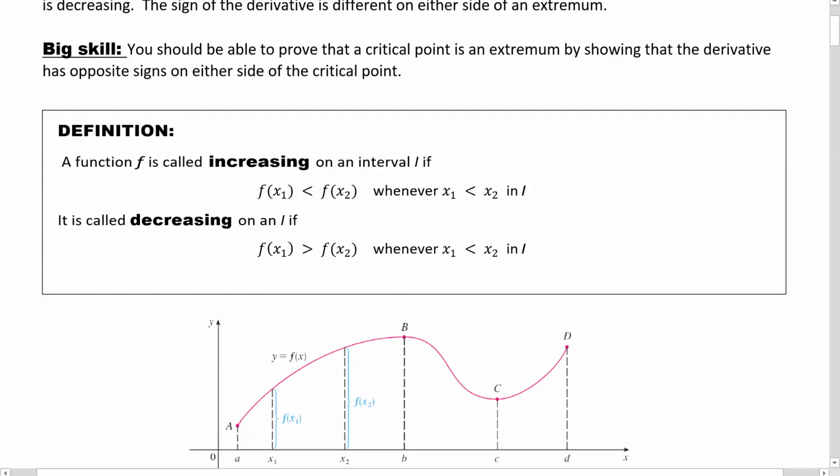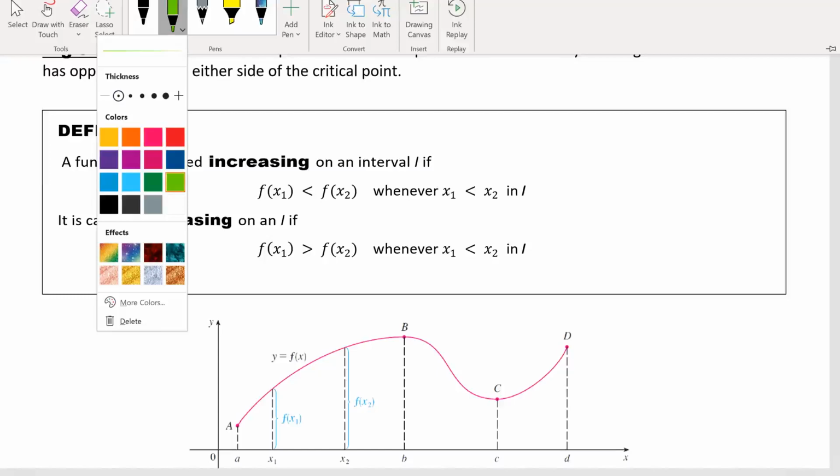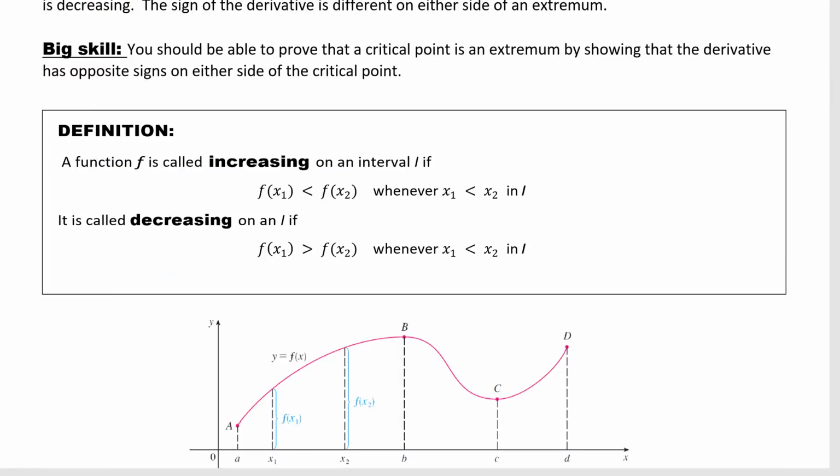A function is increasing on an interval if f of x1 is less than f of x2 whenever x1 is less than x2. So if I want to draw a picture, let me choose green. Okay, so this is the picture. We have x1 and x2 right here. This is f of x1, and this is f of x2. So you can see f of x2 is greater than f of x1. Okay, so the function is increasing.